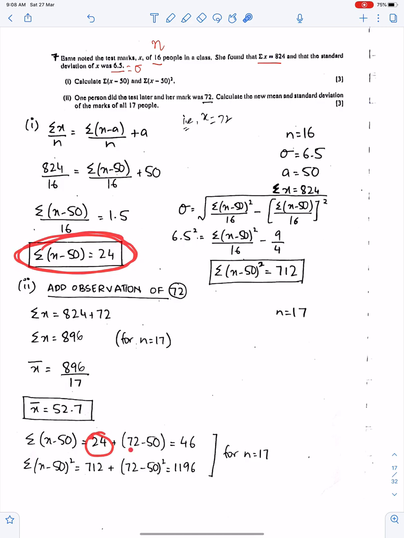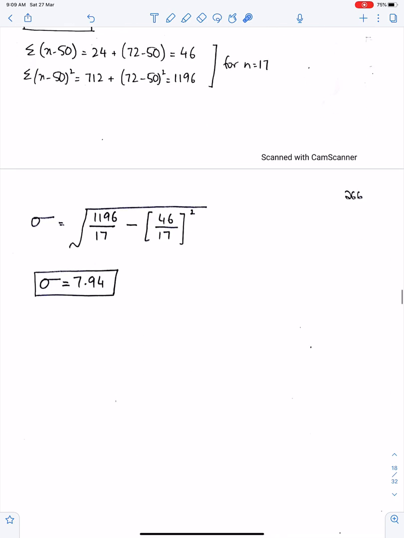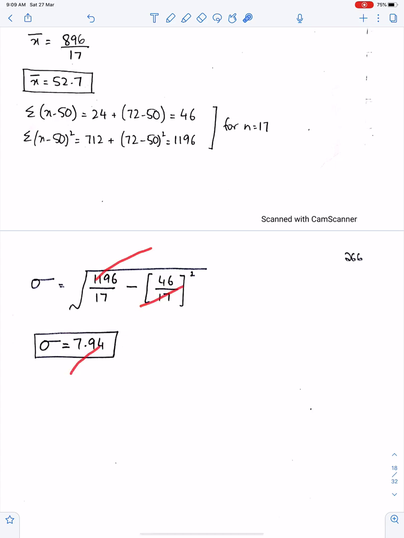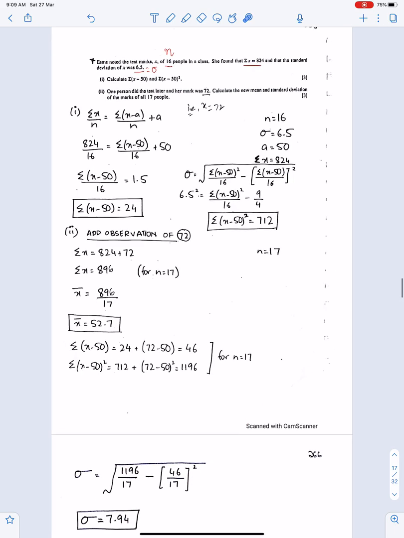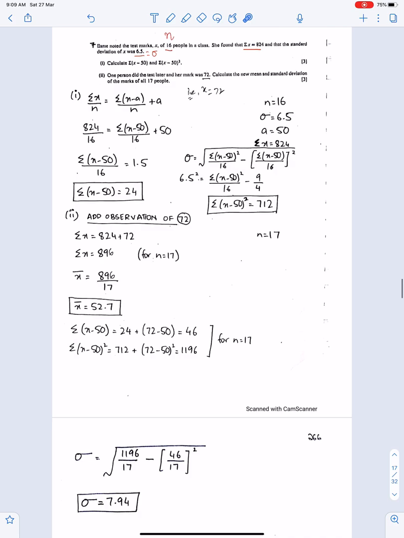When you add 72 minus 50, don't add 72 here. Write 72 here and minus 50. So add 72 minus 50 into this to get the total for 17 people, which is 46. Same is here. Add 72 minus 50 whole square into this data to get the total for 17 people. Now you can easily get the standard deviation by using this formula. So we use this formula here. You can take a screenshot of the solution if you want.